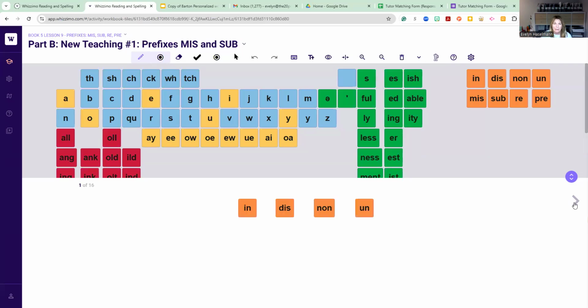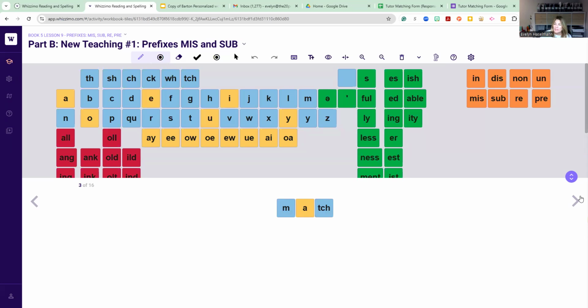Okay, Barton Level 5, Lesson 9. So we do a quick review. These are more prefixes. We're going to do a quick review of the four that we know, which are in, dis, non, and un. They all mean not. Okay, so let's get into something new.